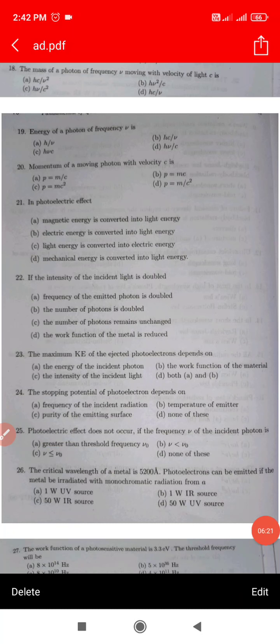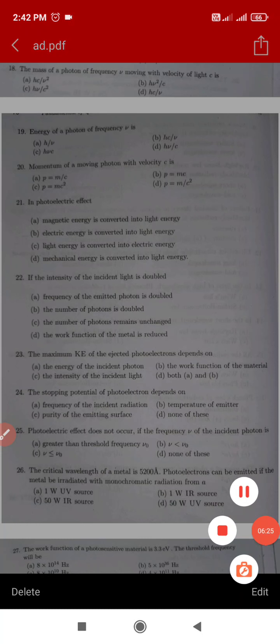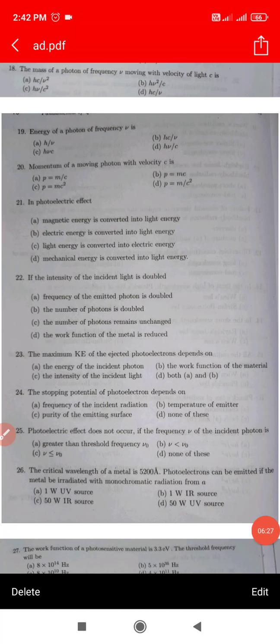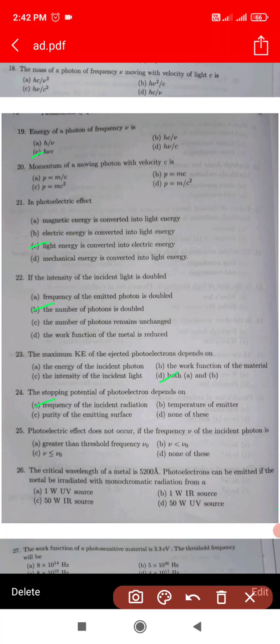Next, 25th question: photoelectric effect does not occur if the frequency nu of the incident radiation is... this one, B, is the right answer. Nu is less than nu naught.